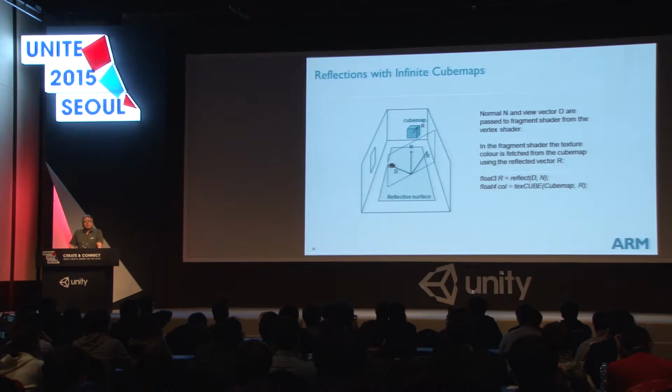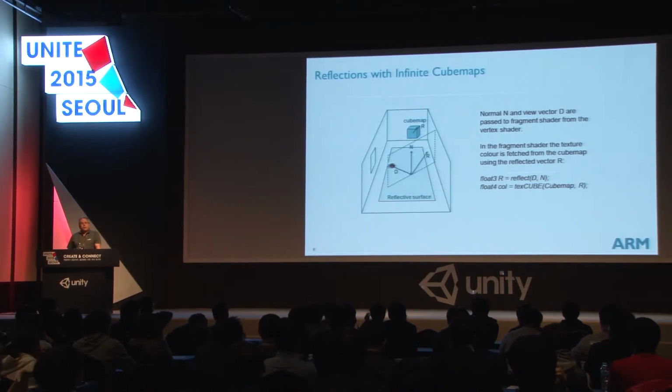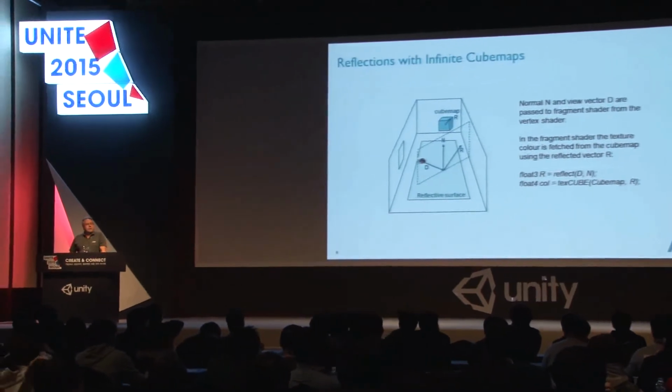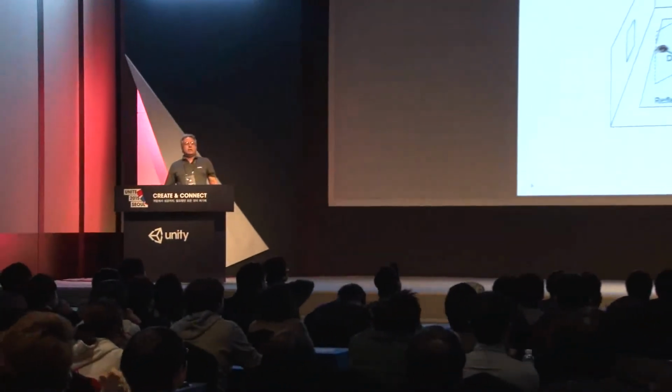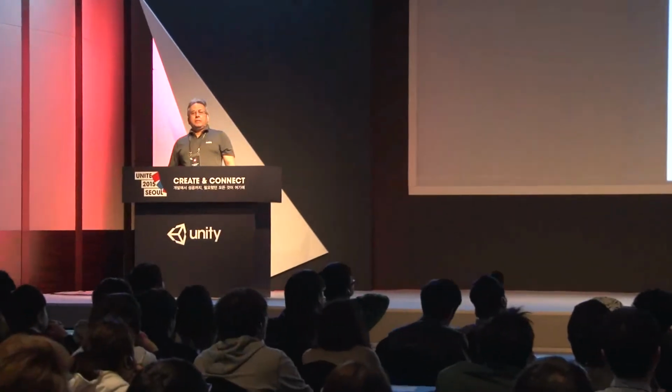Reflections and shadows are everywhere in the real world, and we want them in our games. From the very beginning, developers have been trying to find efficient methods to implement reflections. When cube maps were introduced in 1999, developers started to use them widely for implementing reflections.